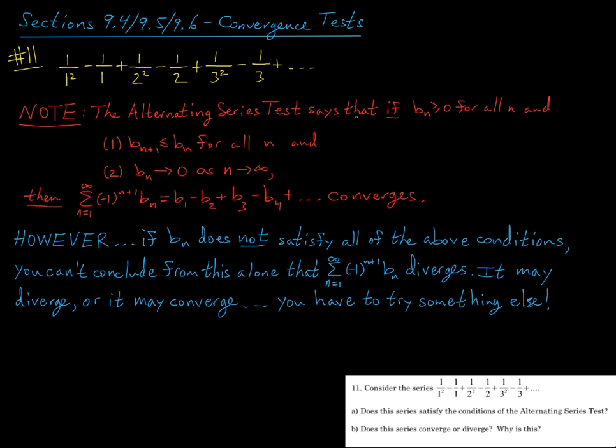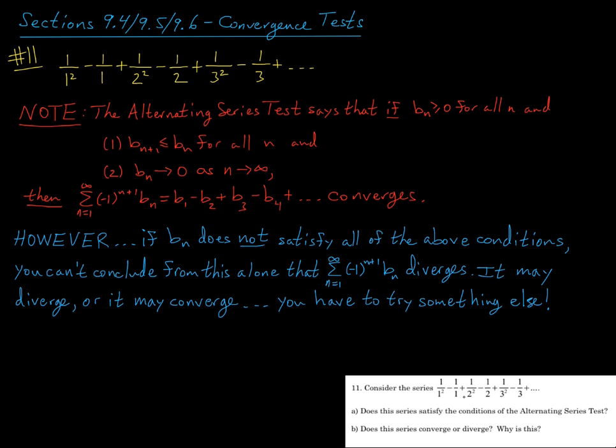What it does not say is that if one or more of these conditions on the b sub n fails, then something follows about this alternating series. It doesn't tell you anything if one or more of these conditions on b sub n does not hold. And that's what I'm saying here. I say, if b sub n does not satisfy all of the above conditions, we can't conclude from this alone that this alternating series diverges. It may diverge or it may converge.